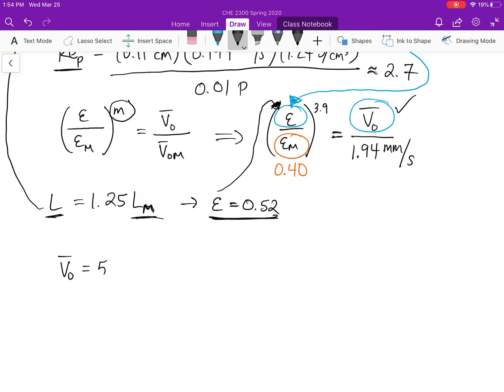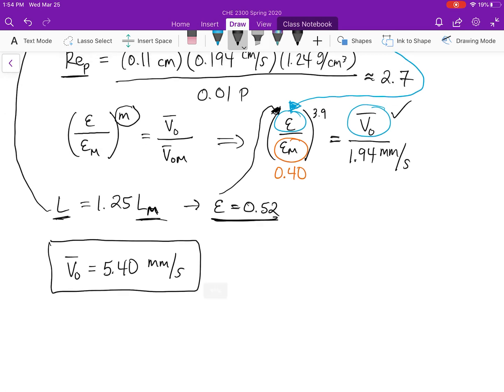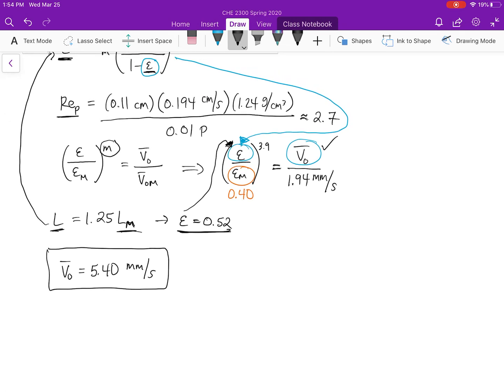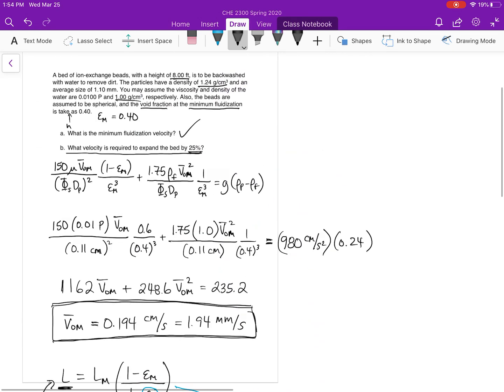and I get a value of around 5.4 millimeters per second. Okay, so that 5.4 millimeters per second is the velocity required to expand the bed by 25%.